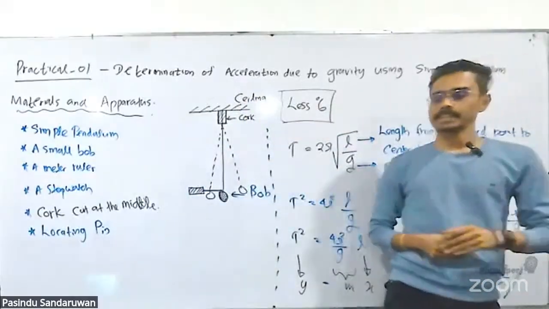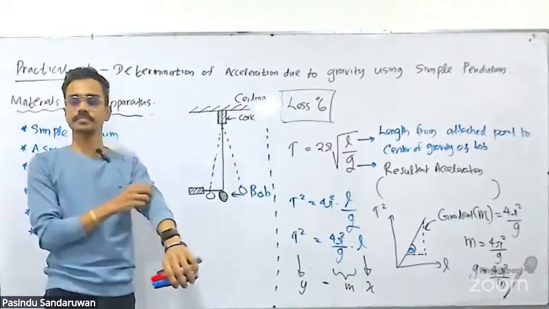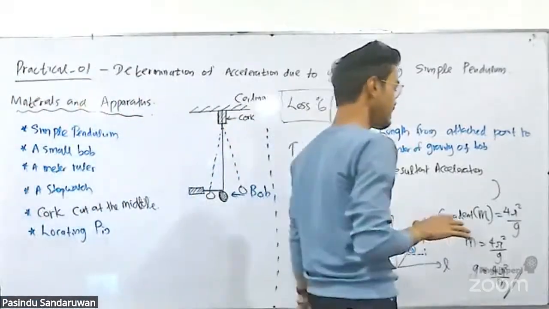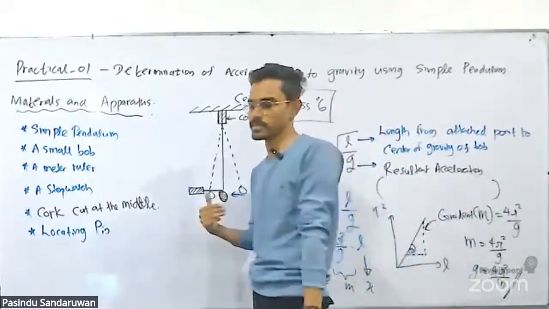Clear? Right. Now write down materials and apparatus. So here basically I have explained everything. There are more things, but basically this is what we are going to do in this experiment.